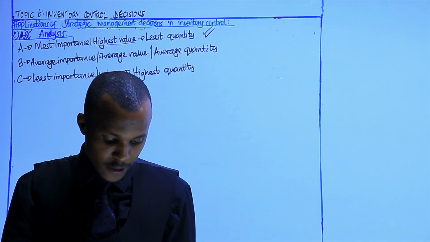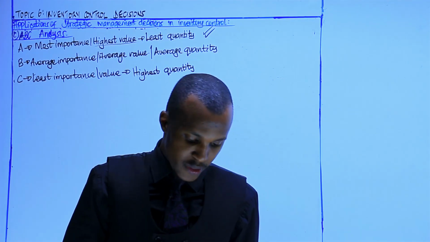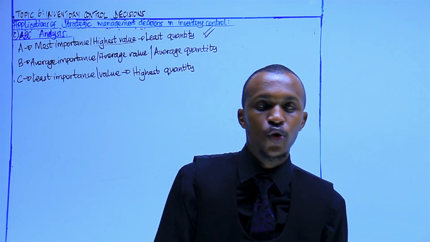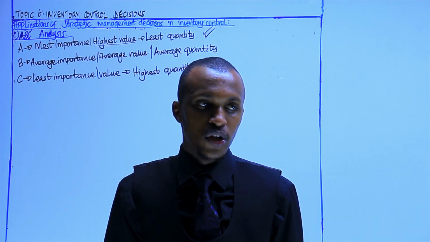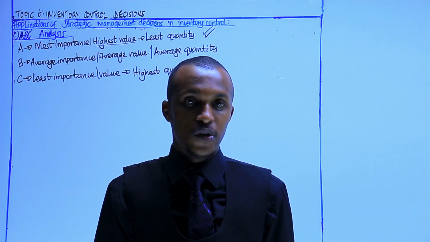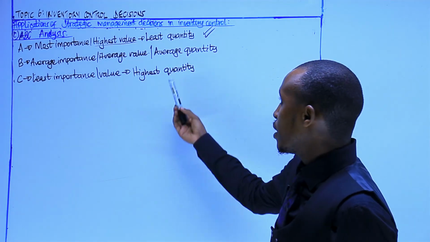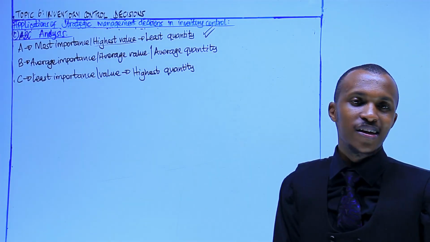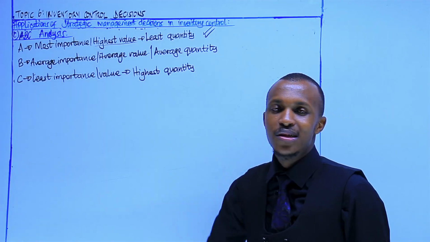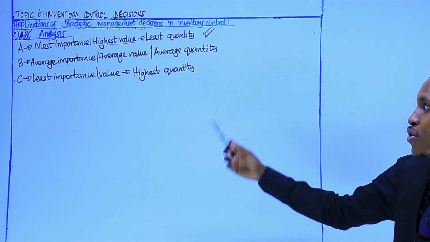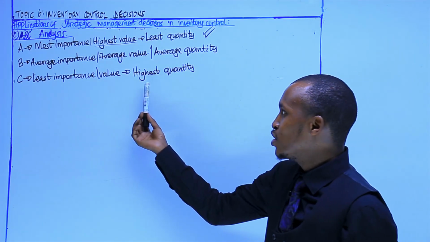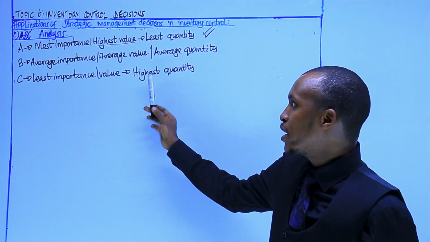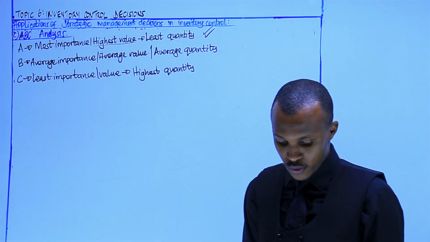Then the next advantage is that you're going to reduce storage expenses or holding costs. Why? Class A has the least quantity compared to inventory C. So you may find yourself reducing these inventories of C, therefore also reducing your holding cost.